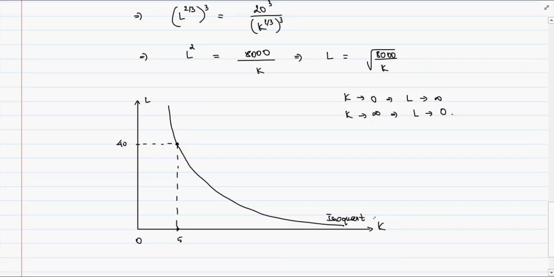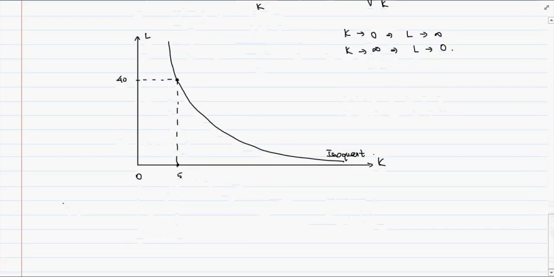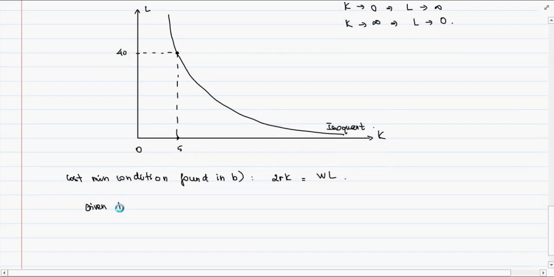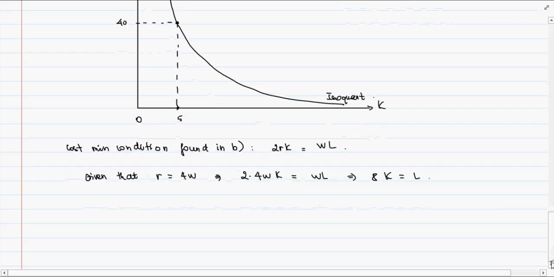Now confirm that the first order condition is satisfied at this point, and then add the isocost line to the diagram. So our first order condition, which is the cost minimization condition that we found in part B, is 2RK equals WL. Given that R equals 4W, which is given to us in part C of the question, we get 2 times 4WK equals WL. If I cancel W on both sides, I get 8K equals L. So L equals 8K, which is the condition we derived earlier already.